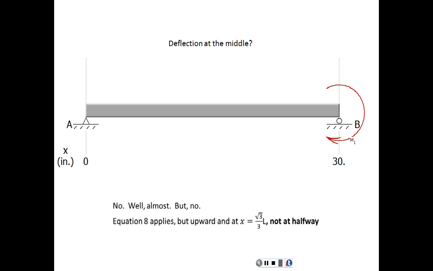Why couldn't you use 9? You can use 9. Except if you apply the moment on that end at that side, it's going to make a downward deflection, and this one is going to make an upward deflection, so you'd have to reverse the sign. But yes, equation 9 would work for this one, with x equals L over 2. Moment at this end? Can you develop a moment here? Oh, I guess not.